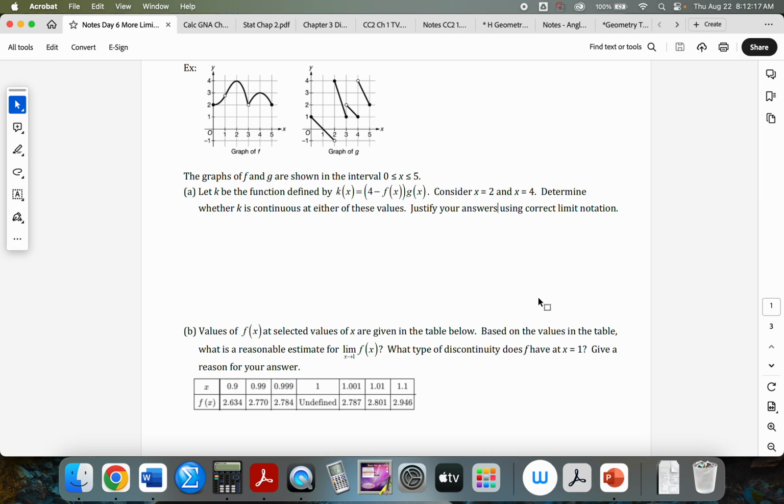So let k be the function defined by k of x is equal to 4 minus f of x times g of x. Consider x is equal to 2 and x is equal to 4. Determine whether k is continuous at either of these values. Justify your answers using correct limit notation.